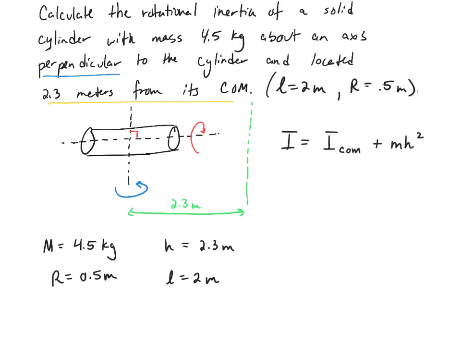So what's the I_COM for a solid cylinder about an axis perpendicular to the length of the cylinder? What is the I_COM for that? I don't have the table up, that's why I'm asking you guys to help me out here.